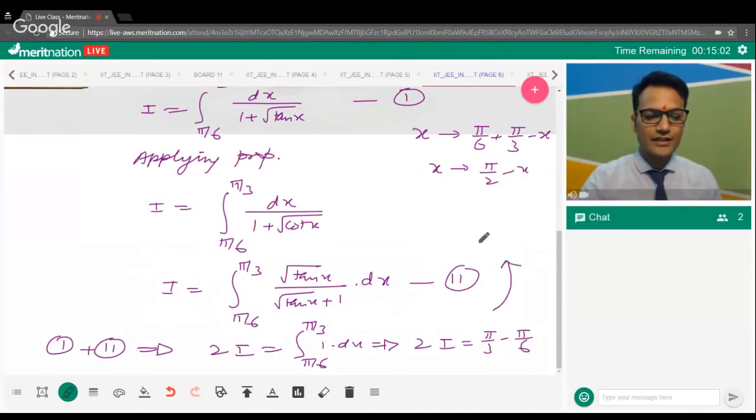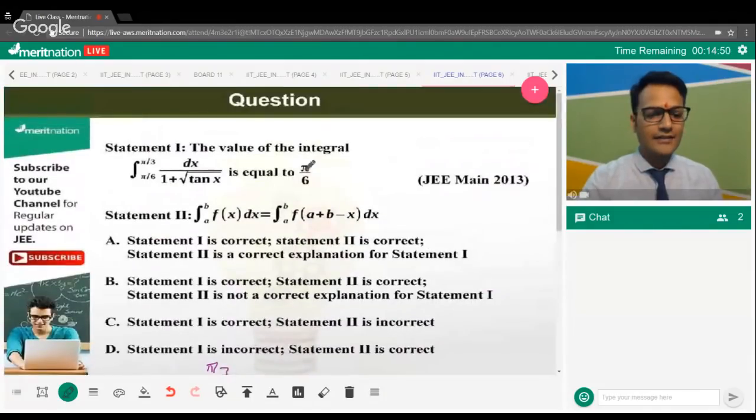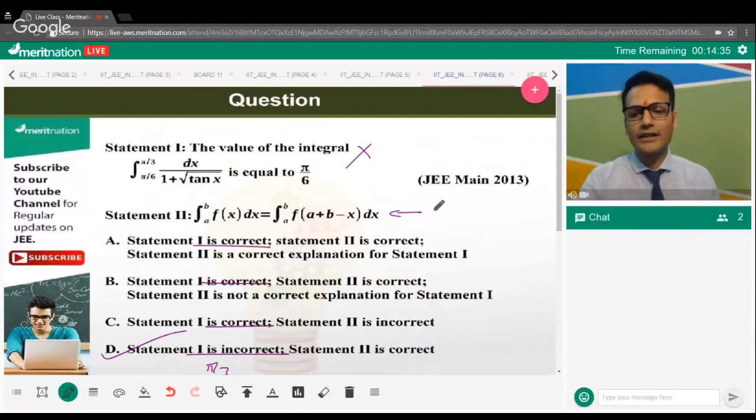So I'll just do it over here. I turns out to be pi by 12. Pi by 6 divided by 2 is pi by 12. I is pi by 12, right? It is given pi by 6. That implies the first statement is incorrect. First statement is incorrect. This is the answer to the question. You don't have to check whether the second one is correct or incorrect. However, this is just a property which we know is correct, based on the conclusion you have drawn.